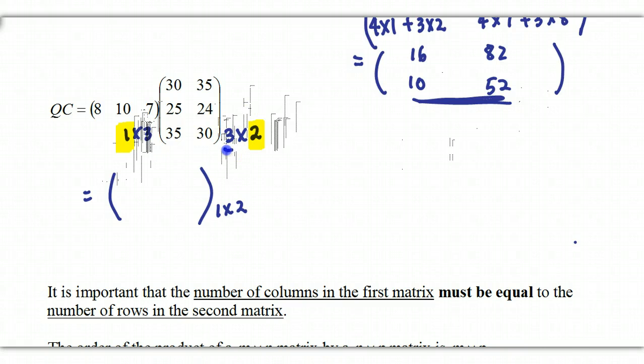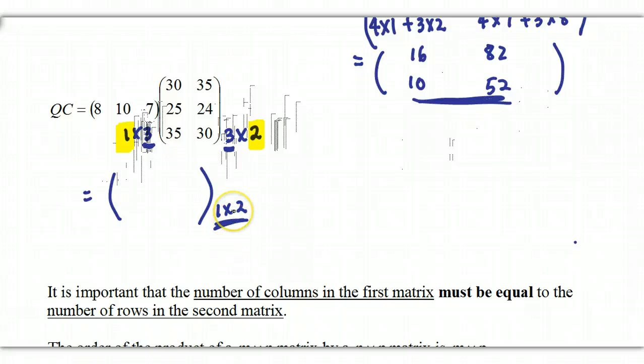Now then, what is the middle number for? The middle number is just for us to check whether it's possible to multiply the two matrices together. If these two numbers here are different, then it will not be possible for us to multiply the matrices together. So recall again, the first and the last number tell us the order of the final matrix, whereas the numbers in the middle help us to determine whether the matrices can be multiplied.